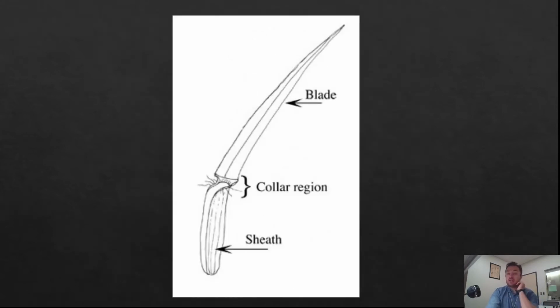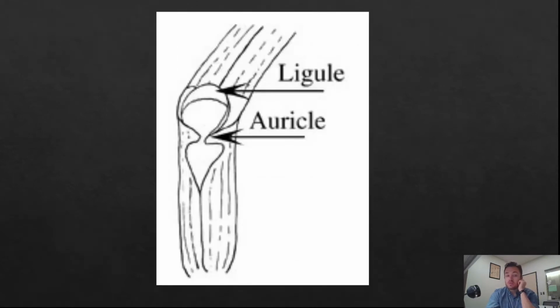So if you look carefully at a leaf from grass, you see a blade, you see a collar region, and you see a sheath. All these are different aspects or parts of the leaf, which is very specialized. If you look even closer, one of the easiest ways to identify the different parts of a blade of grass, or to identify the species of a piece of grass, is by looking at the collar region.